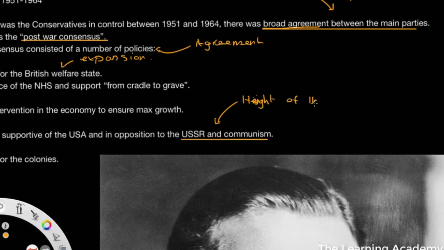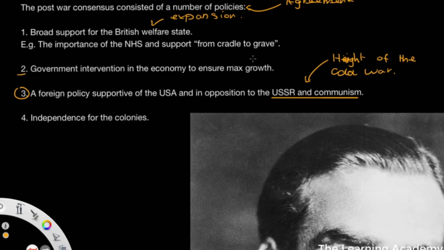Don't forget, in the USA we have Presidents Eisenhower, then Kennedy and Johnson and Nixon and Ford, Carter, and so on and so on. I could go all the way. But we have the height of the Cold War at this period of time, and so therefore we have support for the USA in the Cold War.